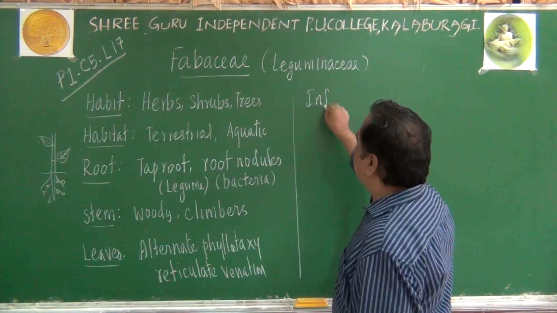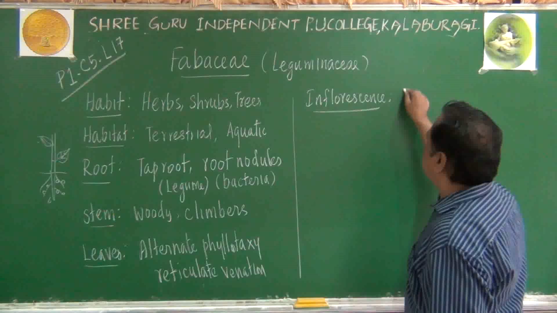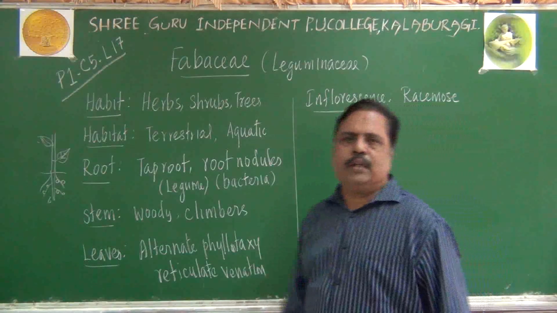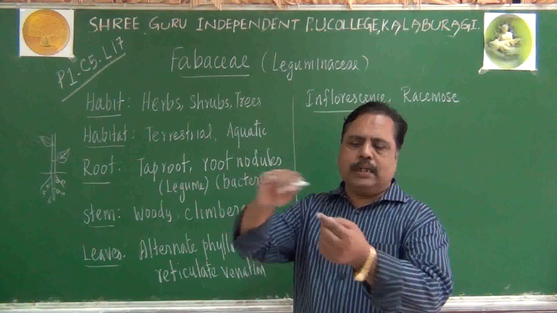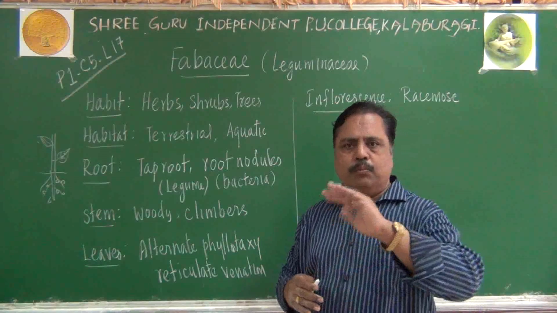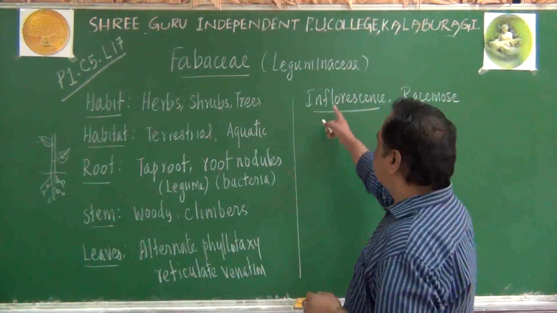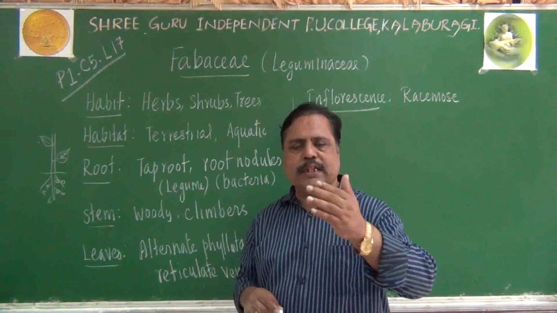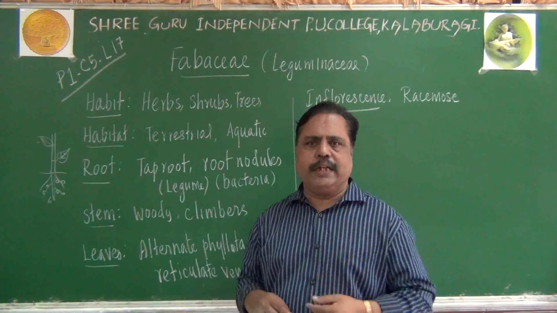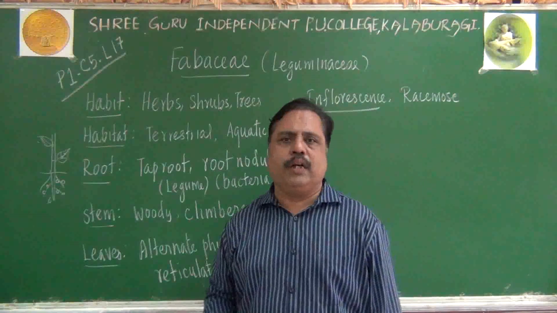What about the inflorescence of this family? This family has a racemose type of inflorescence. Already we know what racemose inflorescence is. There will be a rachis, otherwise the peduncle, will be present. On both sides of the peduncle, flowers will be arranged. A group of flowers is known as an inflorescence. If flowers are arranged on both sides, that is called racemose. Racemose inflorescence has many types, but all the members of this family have racemose inflorescence only.